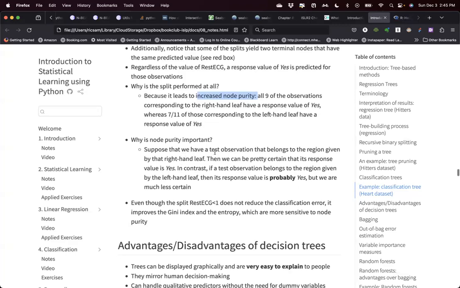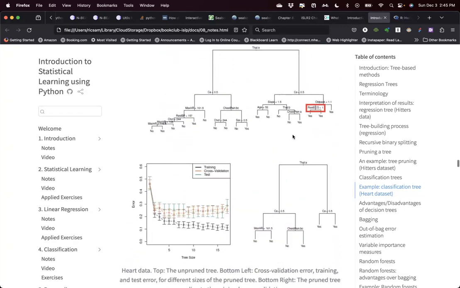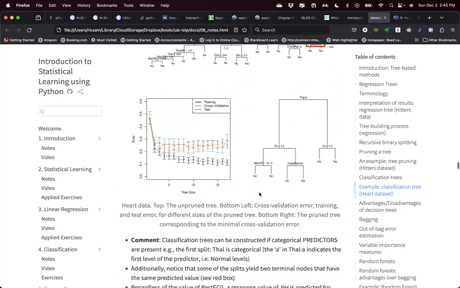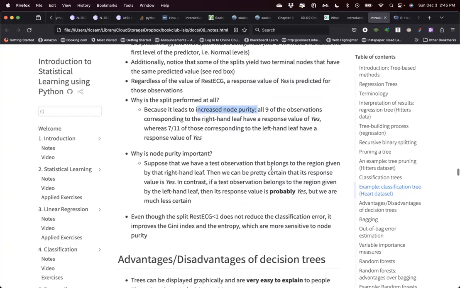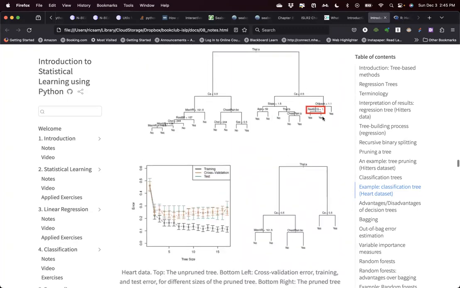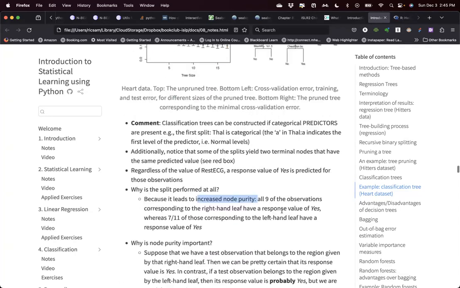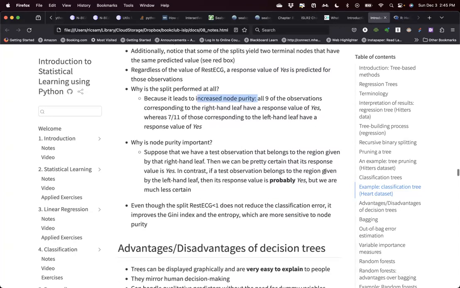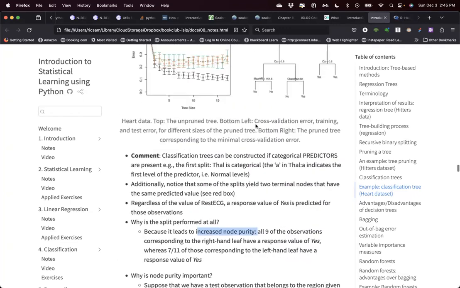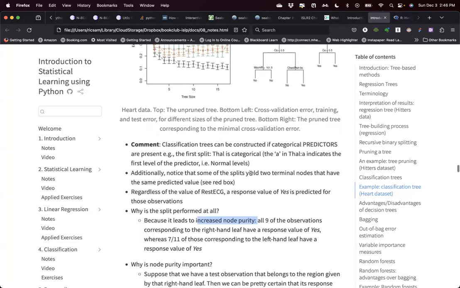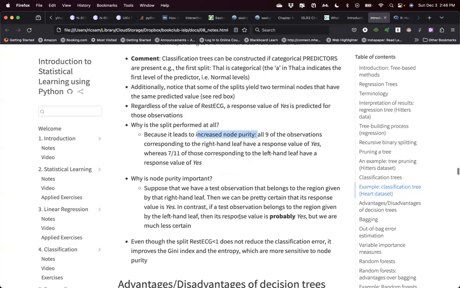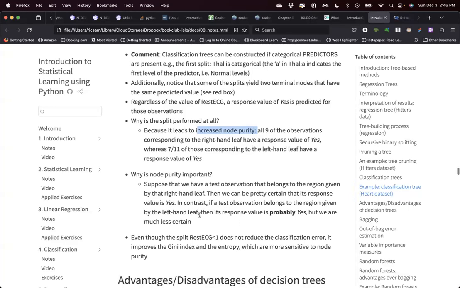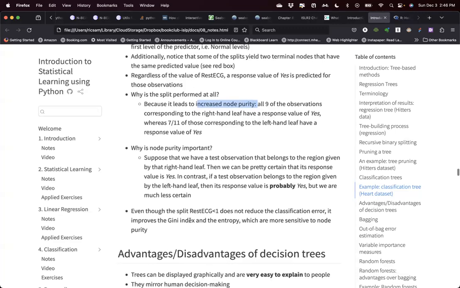So let's suppose that we have a test observation that belongs to a region given by the right hand leaf. Then we can be pretty certain that its response value is yes. In other words, for the right hand leaf, the rest ECG more than one, we can be certain that it's yes. If the test observation belongs to the left hand leaf, the one that is less than one, even though the predicted value is yes, according to the purity, the Gini index, we're going to be less certain, okay?